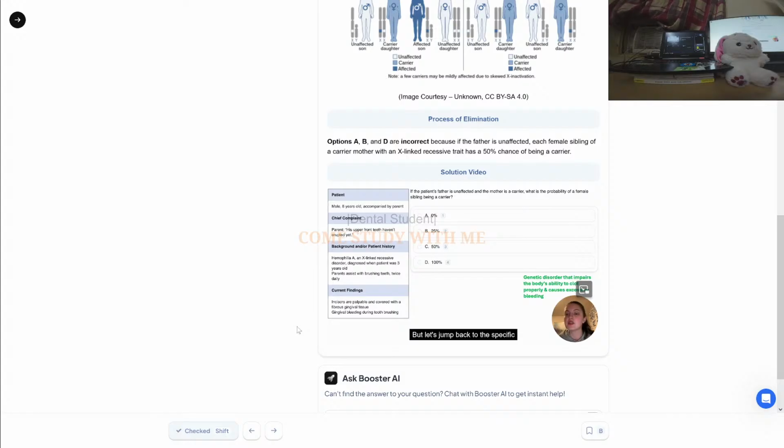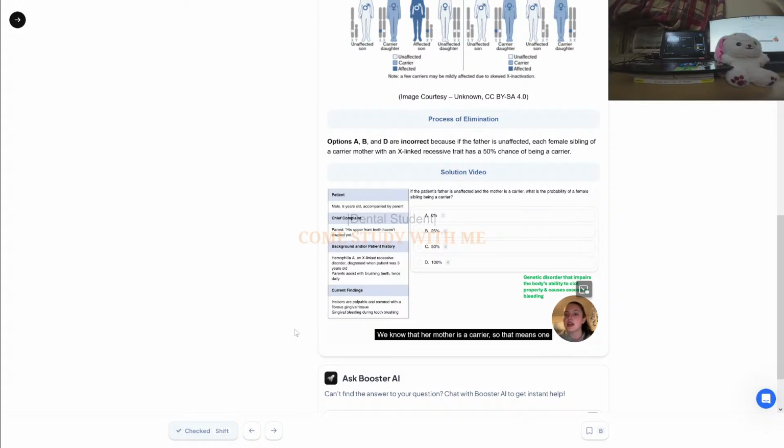But let's jump back to the specific scenario given in this question. The father is unaffected and the mother is a carrier. We're being asked about a daughter or someone with 2 X chromosomes. That means 1 X chromosome will be coming from her father, and we know that he is unaffected, so at least 1 of her X chromosomes will always be normal. The other X chromosome could go either way.